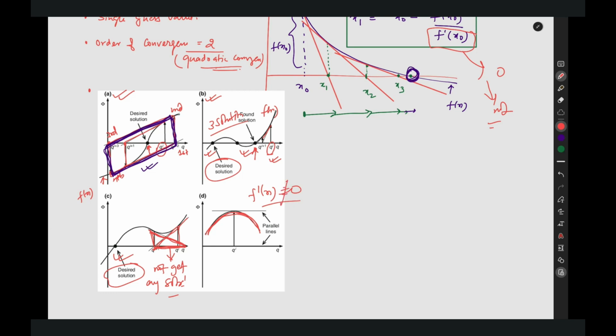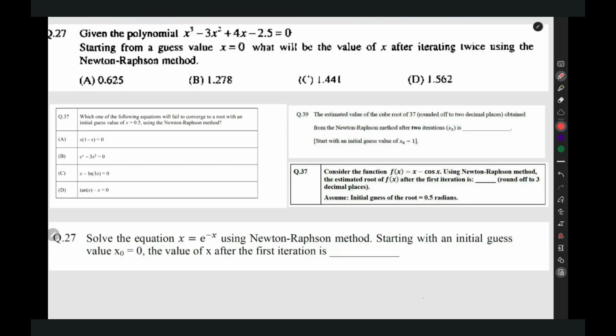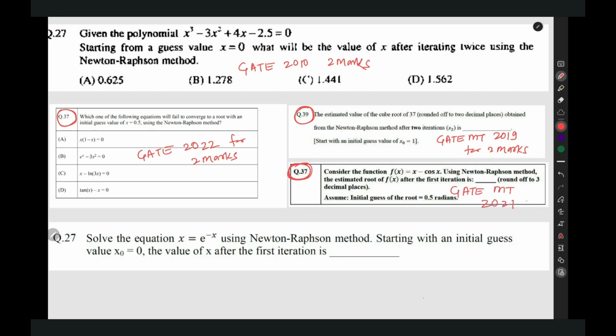Now we will move to the example part. There are sufficient number of examples. So we have these questions from GATE previous years. This question came in GATE 2010. Next, question number 37 came in GATE 2022. This question 39 came in GATE 2019 for 2 marks. This question 37 came in GATE MT 2021, and this question 27 came in the GATE exam in 2016. So we will solve all of them. We will start with question number 27, the first one.